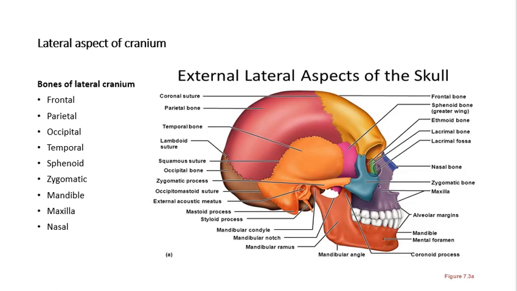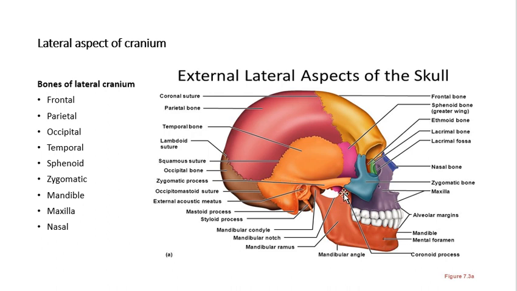First, we will discuss the lateral aspect of the cranium. In the lateral aspect, first of all we can see the bones which are involved. Here you can see the frontal bone. This is the parietal, this is occipital, this is temporal, this is sphenoid bone, its greater wing, this is zygomatic bone, this is maxilla, this is nasal bone, and this is mandible.